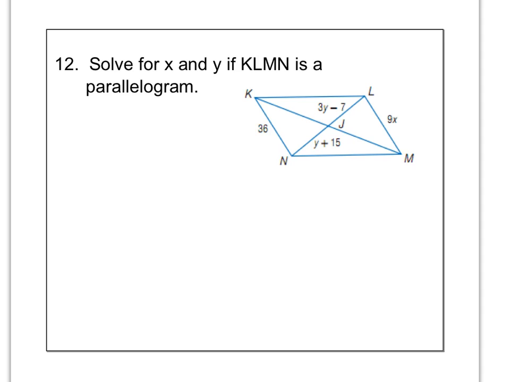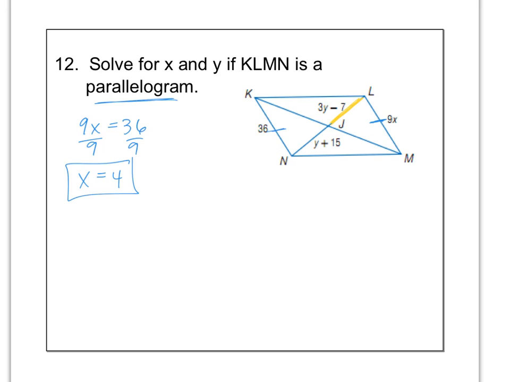So we have to solve for 2 things, x and y. I see 9x over here on the right side. It's going to be equal to or congruent to the 36, because if this is a parallelogram, opposite sides are equal. And so 9x will equal the 36. Divide by 9. 36 divided by 9 is 4. So x is 4.